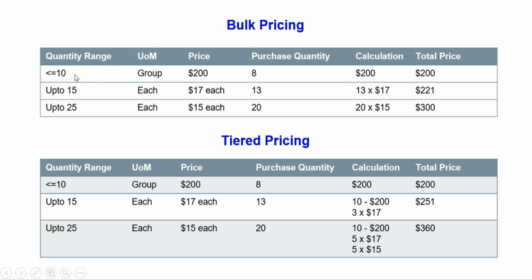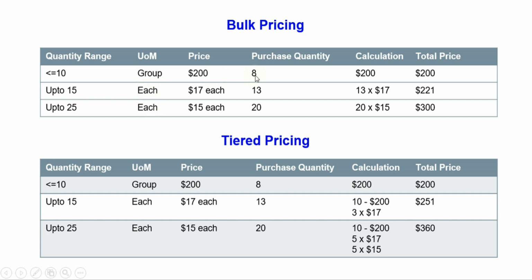Let's say, for a product, for quantity less than or equal to 10, flat pricing of $200 is offered. For quantity up to 15, it is $17 each, and for quantity up to 25, it is $15 each. Group or each can be specified using the unit of measurement option. The group option lets you define the flat price or percentage for the given quantity. The each option lets you define the price for each item individually.